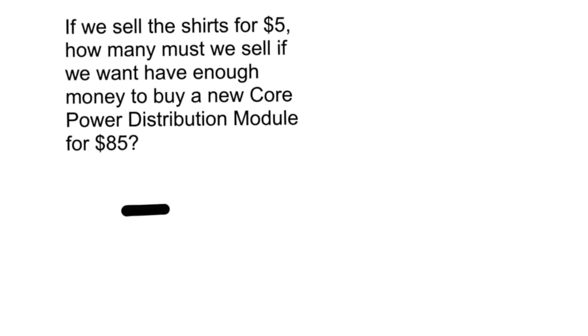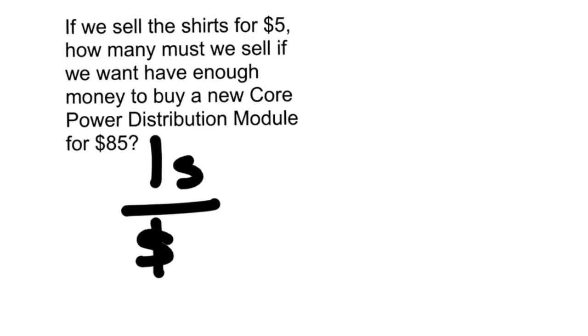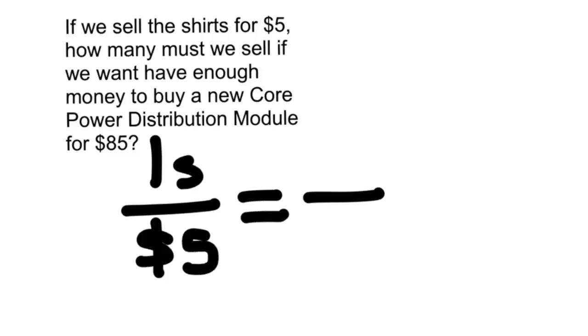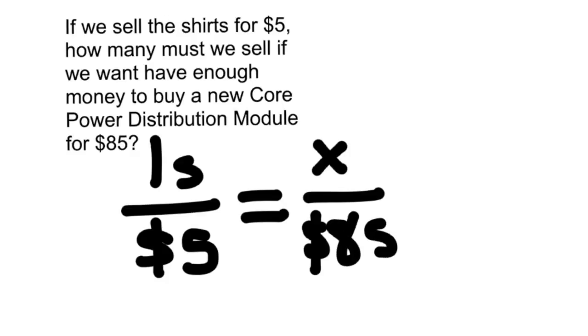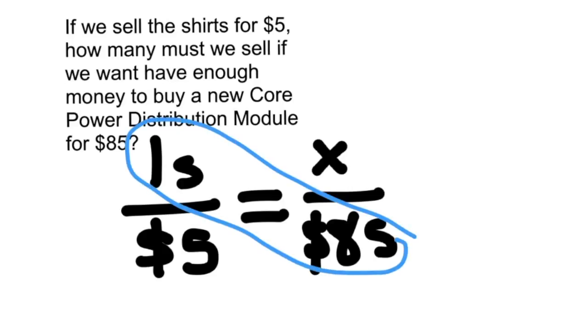Sometimes these problems are easy enough to solve without a proportion, but writing it out as a proportion will keep it really neat and organized, and it will help you not make mistakes. So I'm going to write a ratio of one shirt is $5 and set that equal to X shirts over $85. I feel like solving this one with cross multiplying, so I start with the diagonal of one shirt and $85 and multiply that. 1 times 85 is 85.